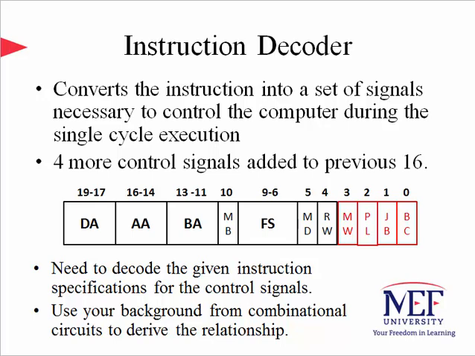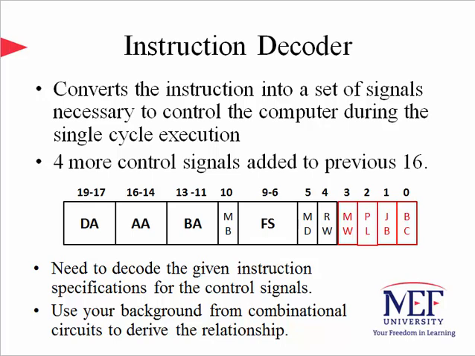If you remember, we used to have 16-bit control signals, and now we add 3 more for the program counter. These are PL, JB, and BC, and 1 bit for enabling the data memory, which is the memory write, MW actually. This makes up a 20-bit long control word. The instruction decoder decodes the given instruction specifications for the control signals.